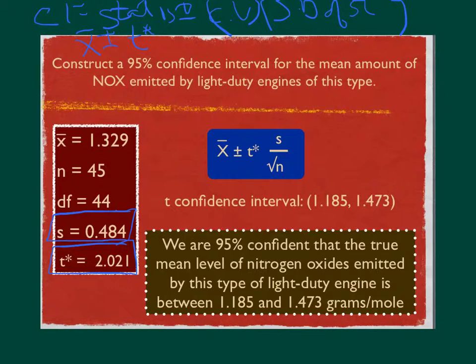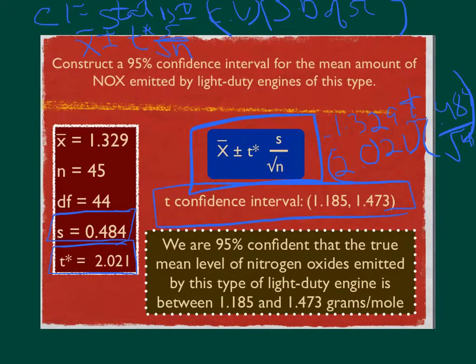I take my 45 cars, I put them into my calculator, I do one var stat, and I end up with this s, divided by the square root of my n, which is that value right here. It's going to be 1.329 plus or minus 2.021, sorry, this is a bad plus or minus, times 0.484 divided by the square root of 45, and that actually gives me this t confidence interval.